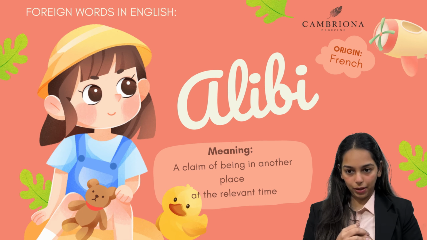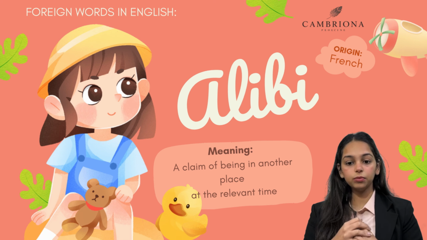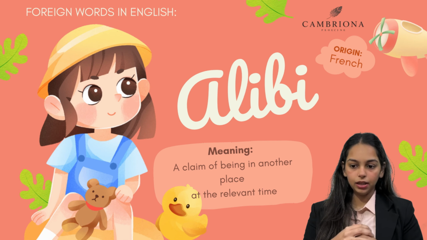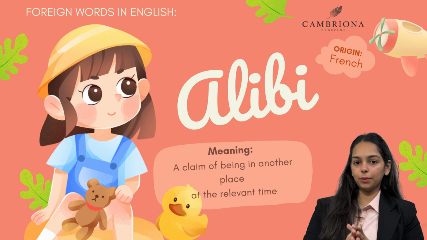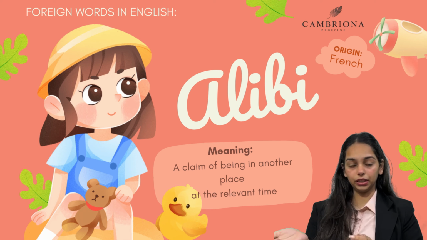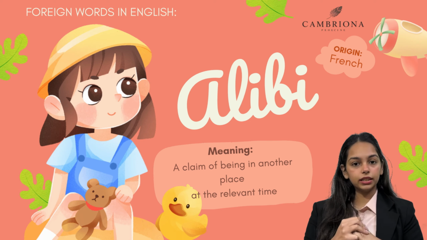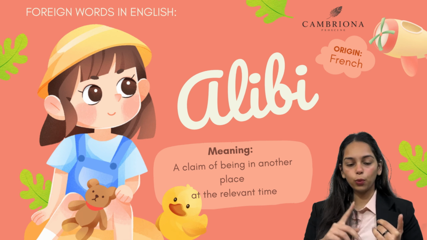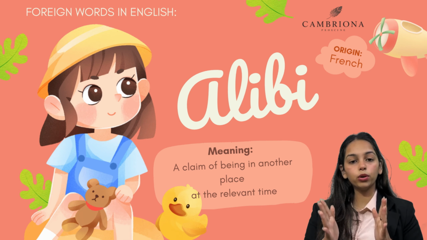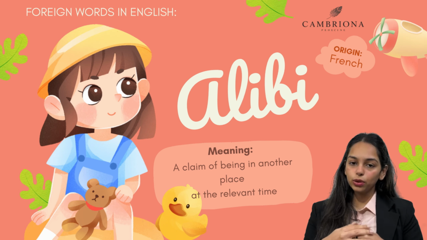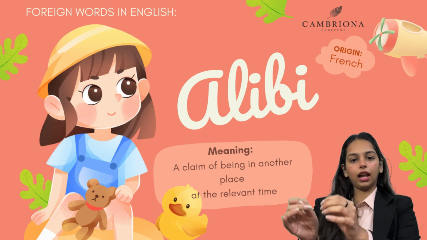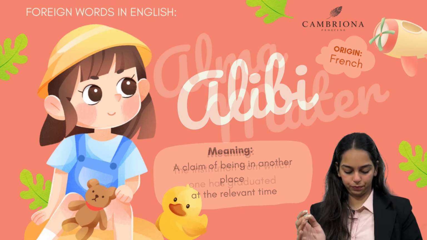Now we have alibi. The origin is French and the meaning is a claim of being in another place at the relevant time. Basically जब आप बोलो कि मैं इस समय पे यहाँ पे नहीं था and वहाँ पे था. Example we can take is the suspect claimed he was attending a family wedding at the time of the robbery. Photographs, witness statements and phone records supported his alibi, leading to his release. Basically claiming that you were not at this place at that time, you were elsewhere.